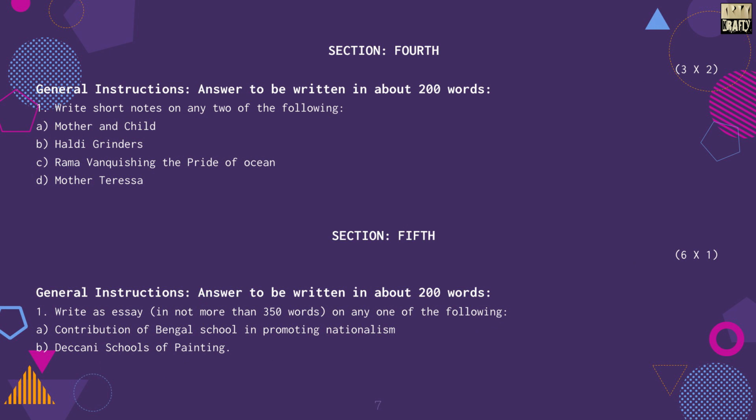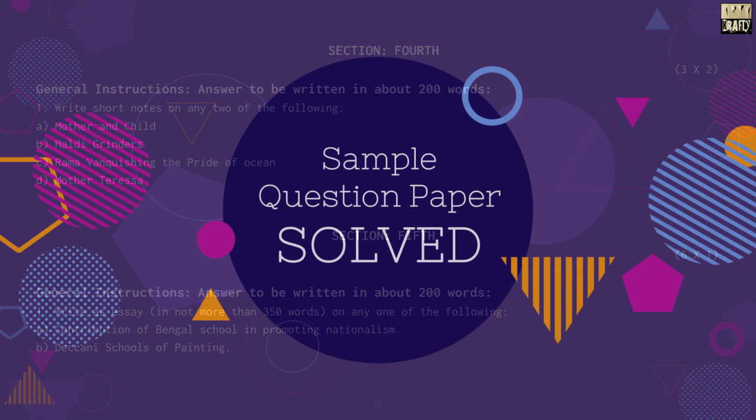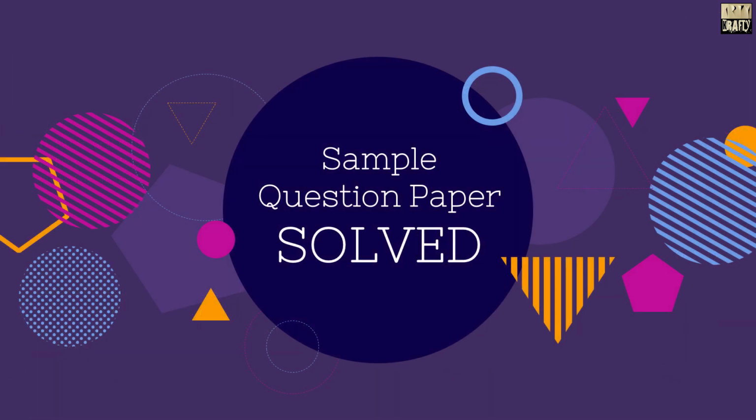Section 4th also contains 4 questions and you have to answer any 2 in 200 words and each question carries 3 marks. Section 5th consists of 2 questions and you have to answer any one in not more than 350 words and it carries 6 marks. Now I am going to solve all the questions one by one.